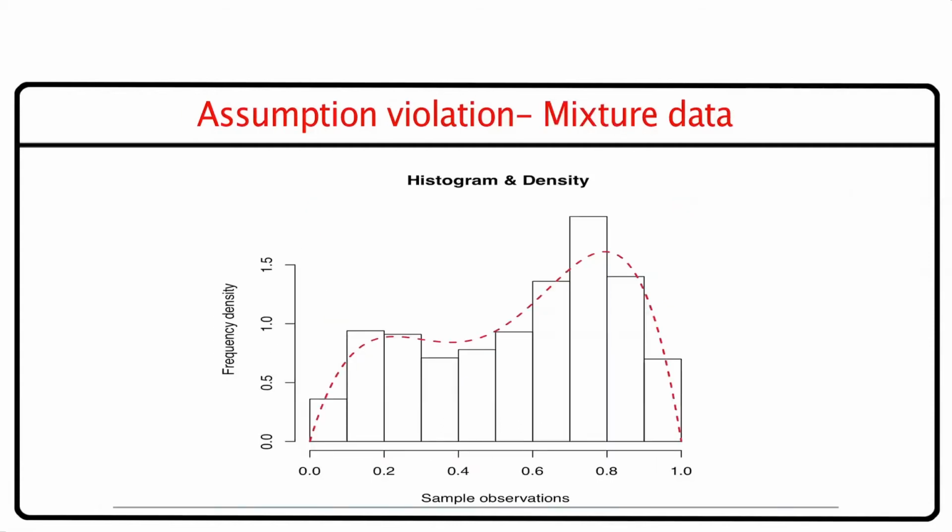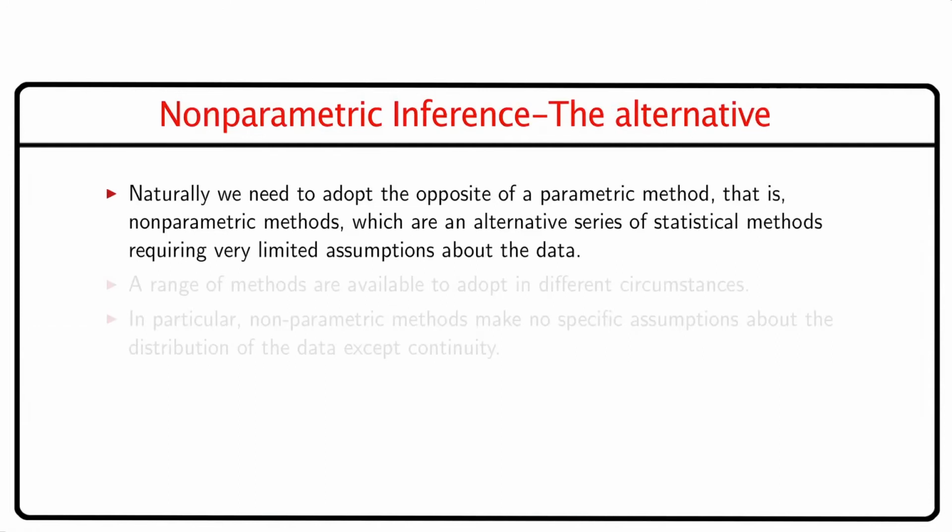And finally, there could be some mixture data where we may have two peaks or three peaks, and here also the normal assumption is not valid and we can't use the t-test. So what to do in such cases if we have data from a log normal distribution, exponential distribution, or gamma distribution? If we don't know the parent distribution... if we know the parent distribution, then we can use the appropriate parametric methods.